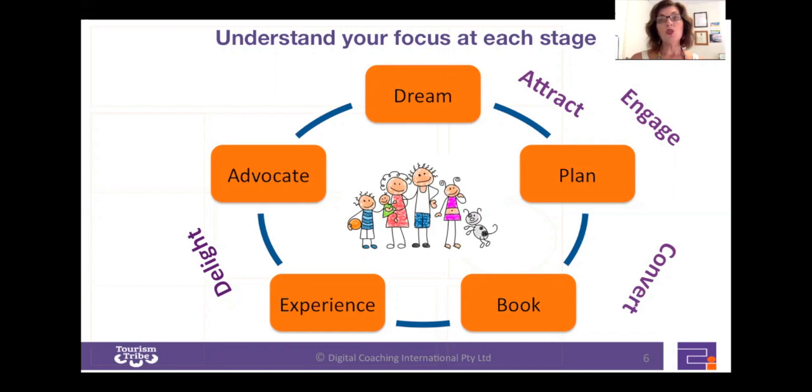So while the consumer is doing that, what do we need to be doing as businesses to be able to connect with them? In the dream and planning stage, what you are trying to do as a business is to attract them to your business and get them to engage with you. And engagement is a two-way thing. That could be that they like something you've posted on social media, and that's important in that dream phase, and that's where social media really plays such an important role.